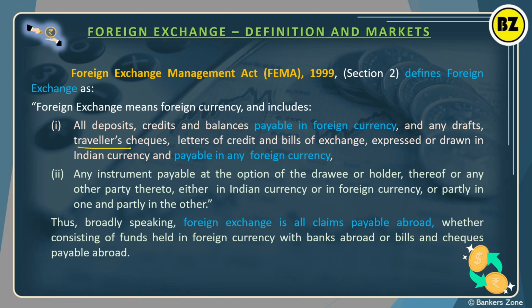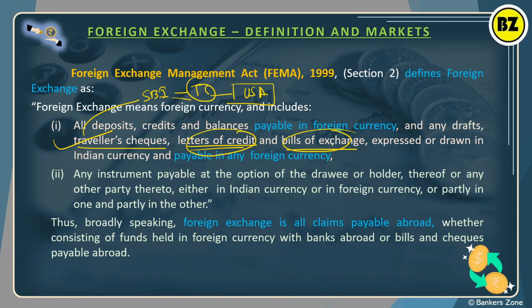Like a traveler's check. What is a traveler's check? Previously it was very famous. For example, if you have to go to the USA, your checkbook of SBI will not be allowed there, so you have to take the traveler's check from SBI so that the check can be valid in the USA. That is called a traveler's check. What is a letter of credit? We will discuss the letter of credit in detail in the same chapter ahead. What is a bill of exchange? That also we will be discussing. So don't worry about the terms letter of credit, bill of exchange. You just need to get the concept clear here.